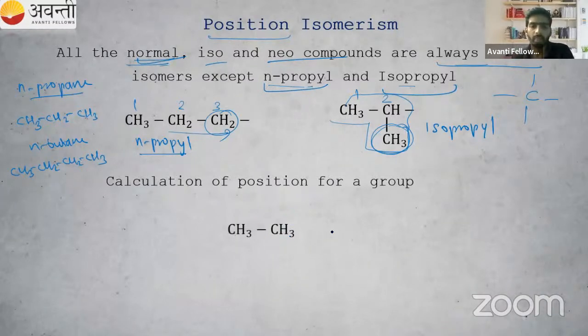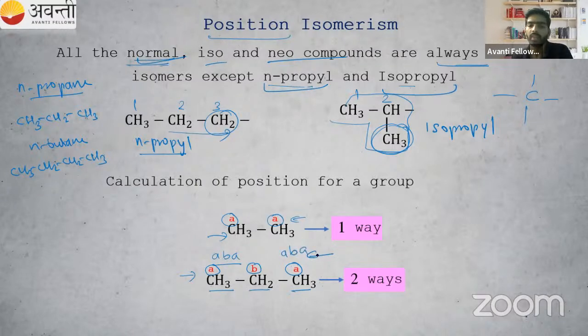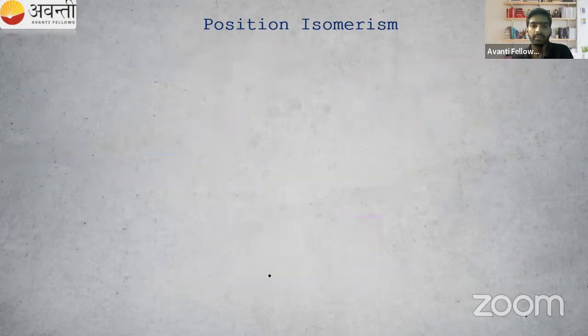Okay, now let's do the calculation of position for a group. Suppose this is ethane. If you count from this direction, it is going to be A, and if you count from the other direction, it is also going to be A, correct? Now coming to this, if you count from this direction, A, then after CH3 there is a change, that is CH2, we name it B, then again CH3, that means A. So it is showing two ways. Either we can count from this way, ABA, or from the other direction, also ABA. Okay, clear?